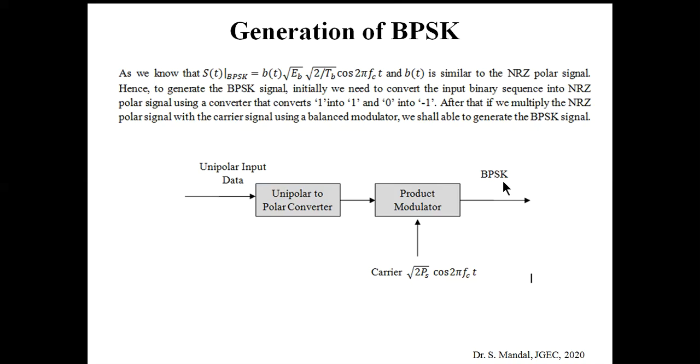So for BPSK, what you need to do? We need a converter and a product modulator. The converter converts the unipolar to the polar, and after that, if we multiply the corresponding output with the carrier, we get the BPSK.